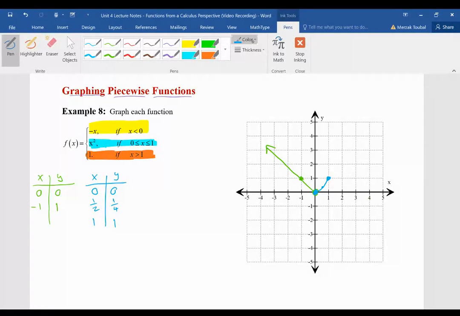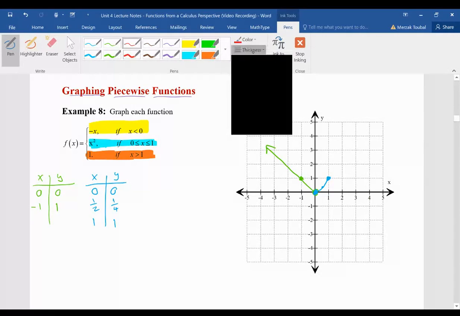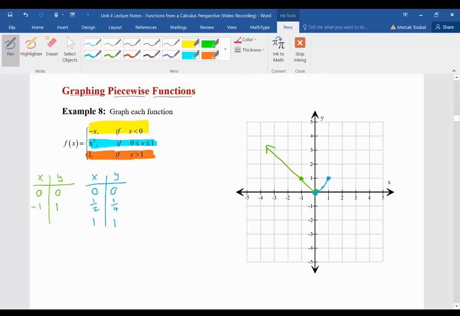The third one is 1. The function is 1, which is a horizontal line, and it's constant. It doesn't change for any x greater than 1. So we can put an open circle, but it doesn't matter in this case because there is a closed circle already at 1, 1, and that's because of the x squared from 0 to 1. If we didn't have that, then this would be an open circle, and then we draw a line to the right.